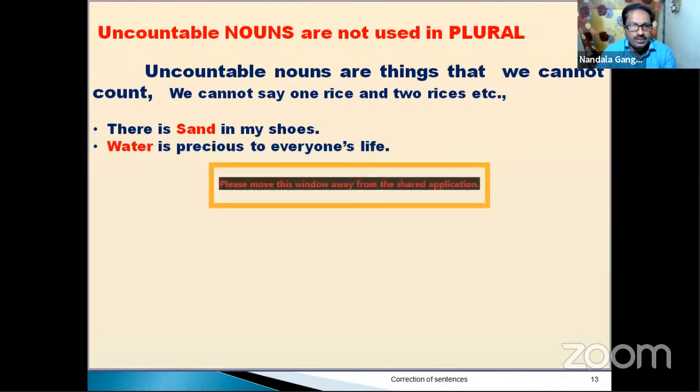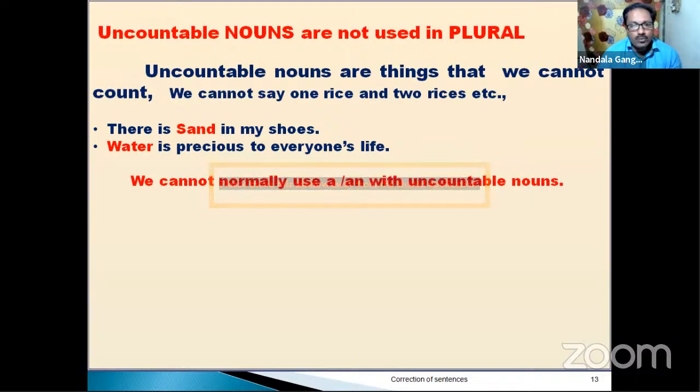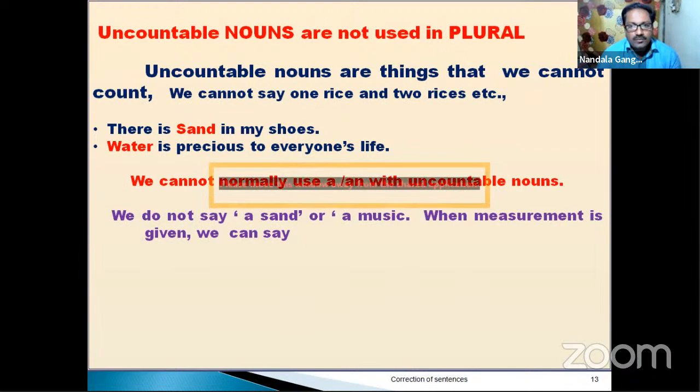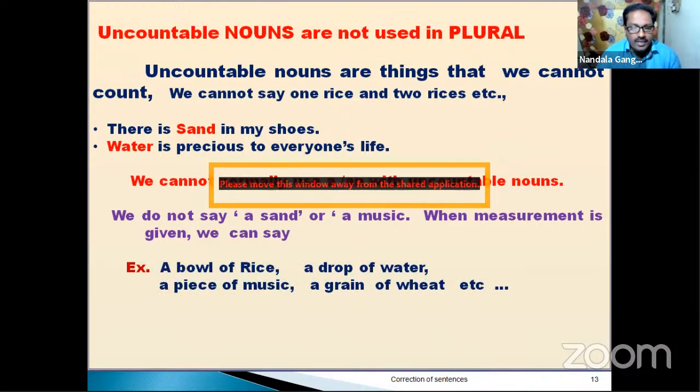Here are the examples. There is sand in my shoes. Water is precious to everyone. But we can't say a sand or a water. Before sand and water, we should not use any indefinite articles. We cannot normally use a with uncountable nouns, because a means one. If you do not count, how can you say it is one, it is two? So we don't say a sand or a music. When a measurement is given, we can say what kind of measurement. For example, if you take rice in a bowl, what do you say? A bowl of rice.